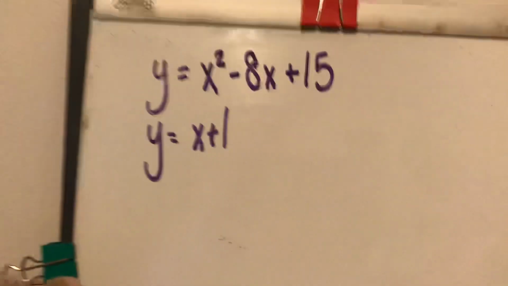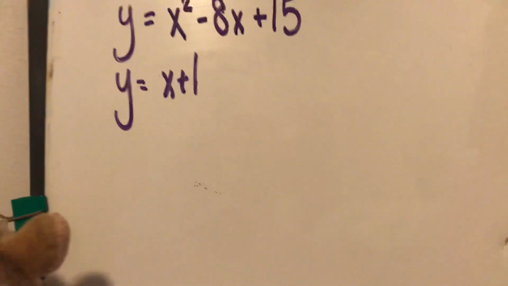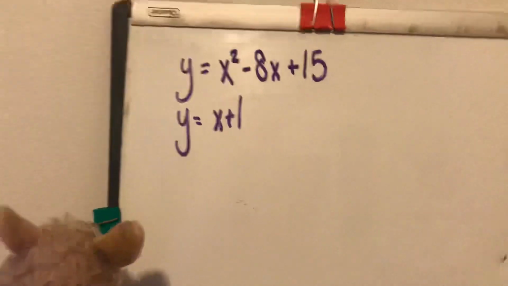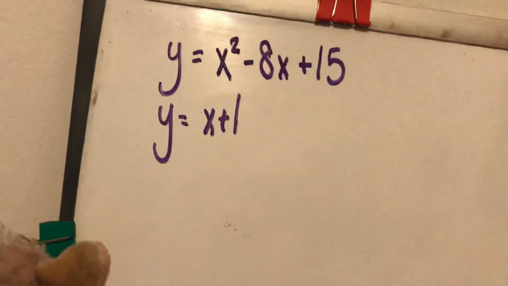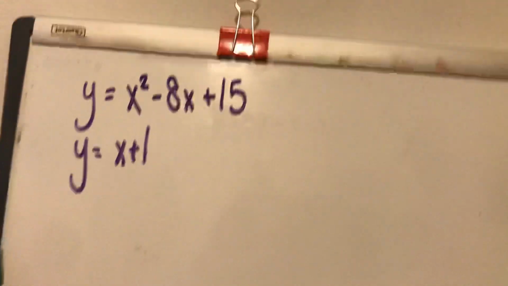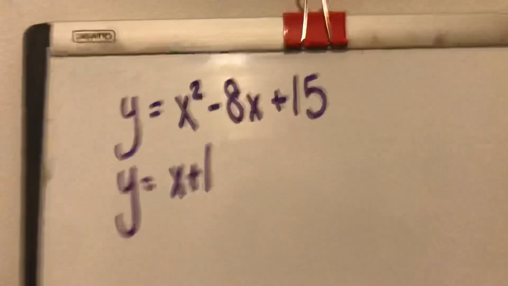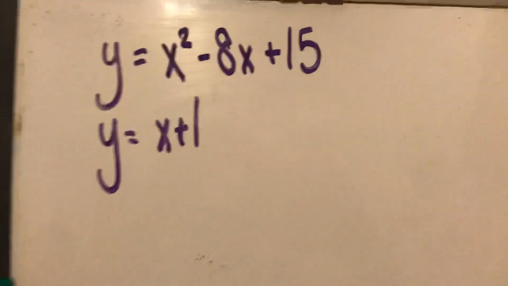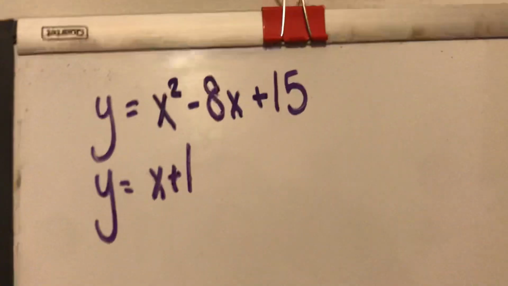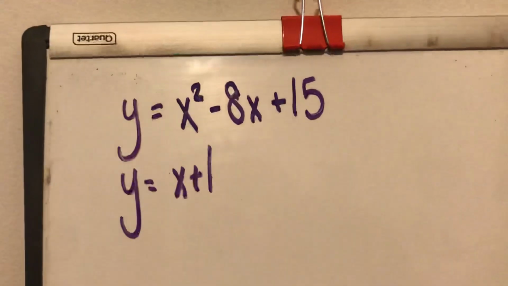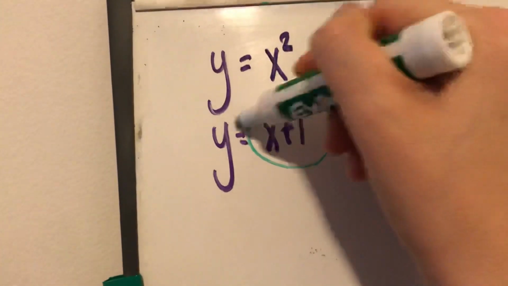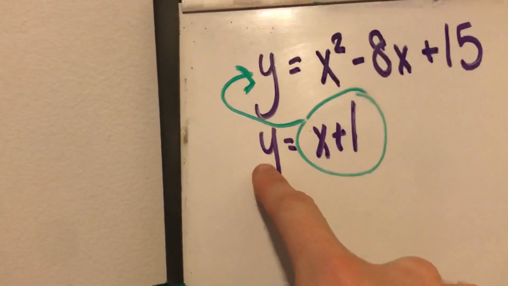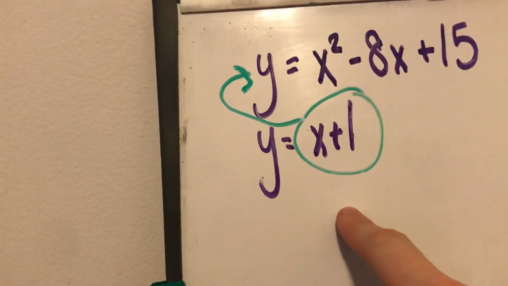You might be wondering, okay, how do I know I need to use substitution? Well, if I look at how my equations are written, I have my quadratic and my linear function. They both have y equals. Since that's the case, that allows me to take one of my functions and substitute it in for y in the other. Like I can take x plus 1 and substitute that in for y, because this is saying y is equal to that.